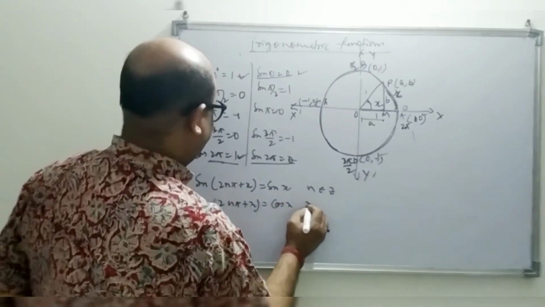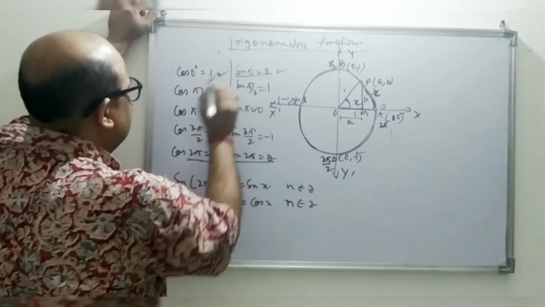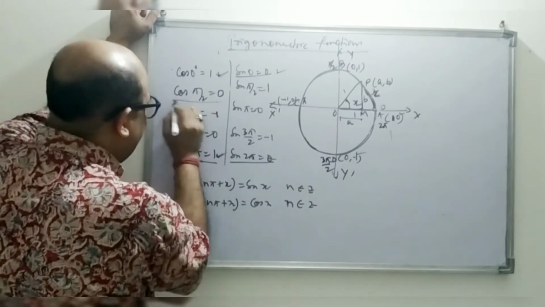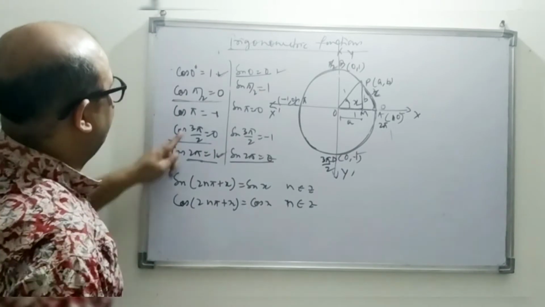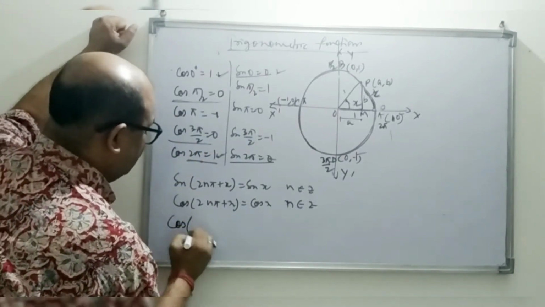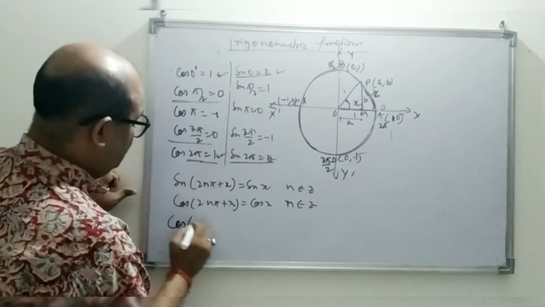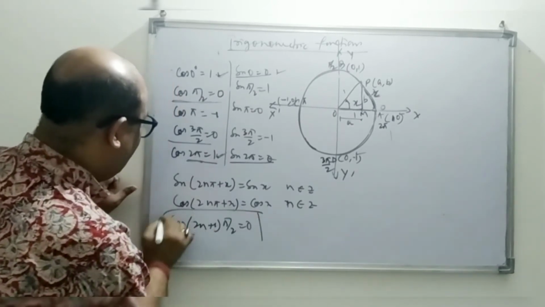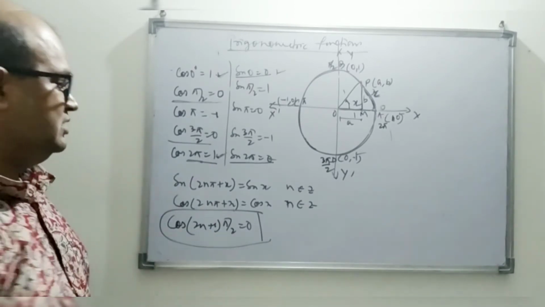Where here one thing, see, sin is zero at multiples of pi, and cos is zero at odd multiples of pi by 2. The cos of odd multiple of pi by 2 becomes 0. What is an odd multiple? 2n plus 1 pi by 2. So cos of 2n plus 1 pi by 2 is always 0.